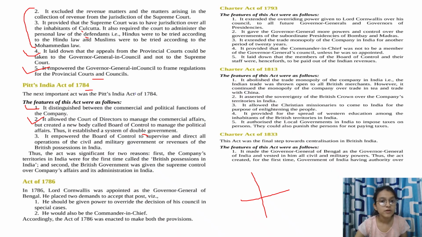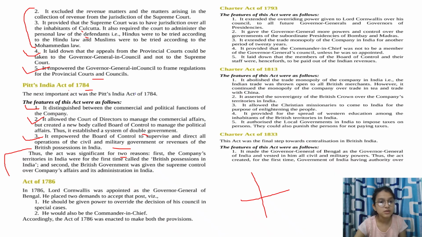It empowered the Board of Control to supervise and direct all operations for civil and military government or revenues of the British possessions in India. Now their root is quite strong in India, so there are lots of functions they have to deal with. So in order to make all these things systematic, lots of changes have been made, lots of acts have been made, by doing which they can regulate the company well. British historians say the act was significant for two reasons. So this is the reason why the act was important at that time.